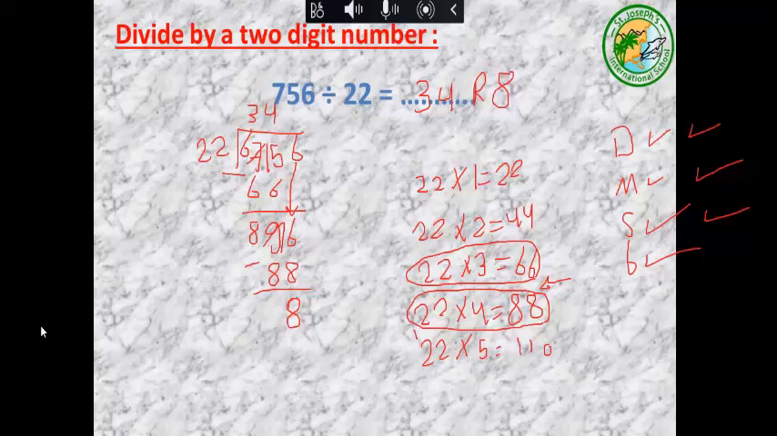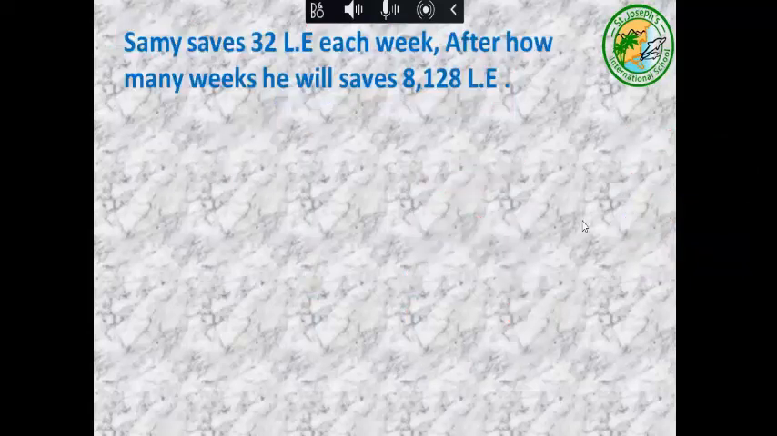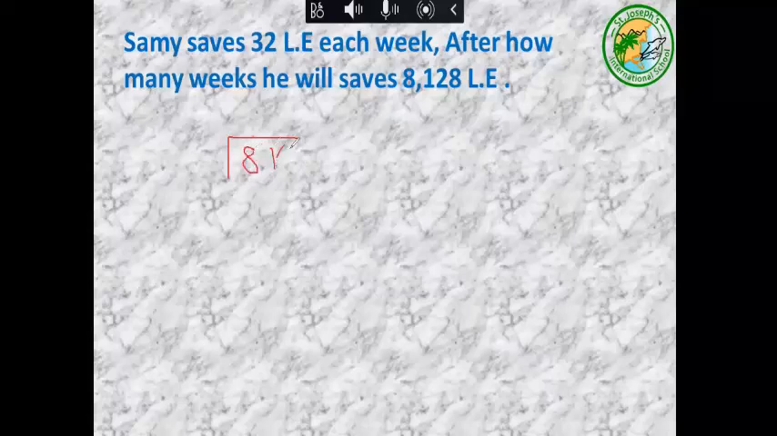Okay, let's solve another one. Sammy saves 32 LE each week. After how many weeks will he save 8,128 LE? I will solve it as a long division. I will write the dividend inside and the divisor outside. I will write my steps to follow: divide, multiply, subtract, bring down. Okay.